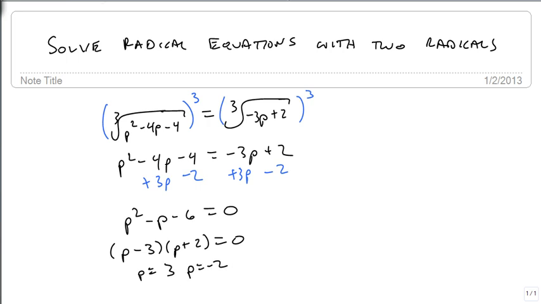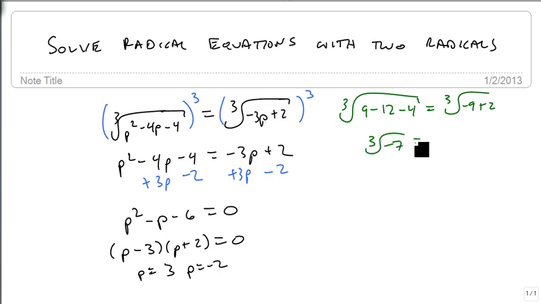And we'll just quickly run through this. 3 squared is 9 minus 12 minus 4 equals minus 9 plus 2. 9 minus 12 is minus 3. Minus 3 minus 4 is minus 7. Minus 9 plus 2 is also minus 7. So we can stop here and know that that works because we have the exact same thing on both sides. It's a cube root, so we can have a negative.